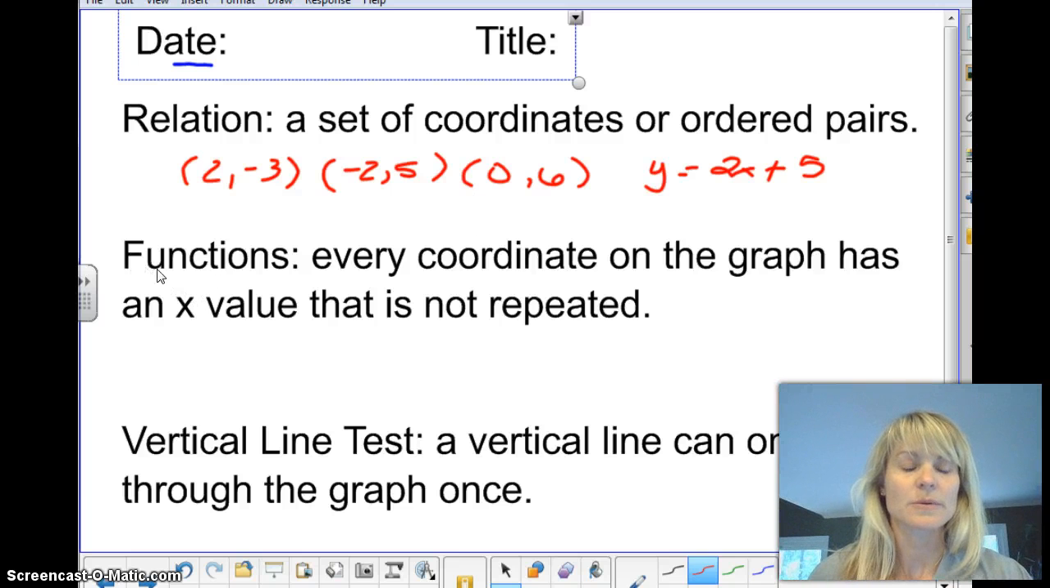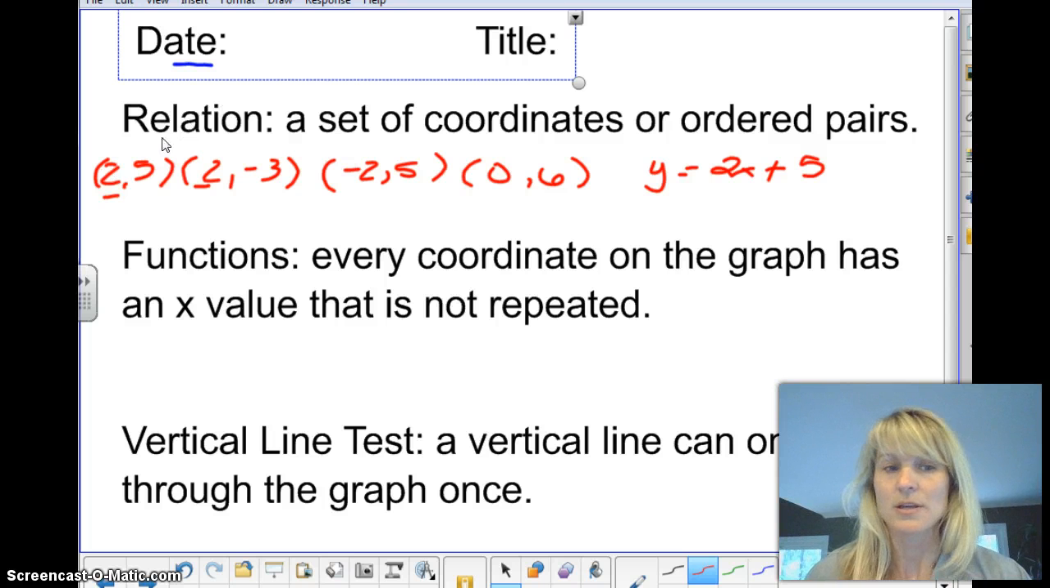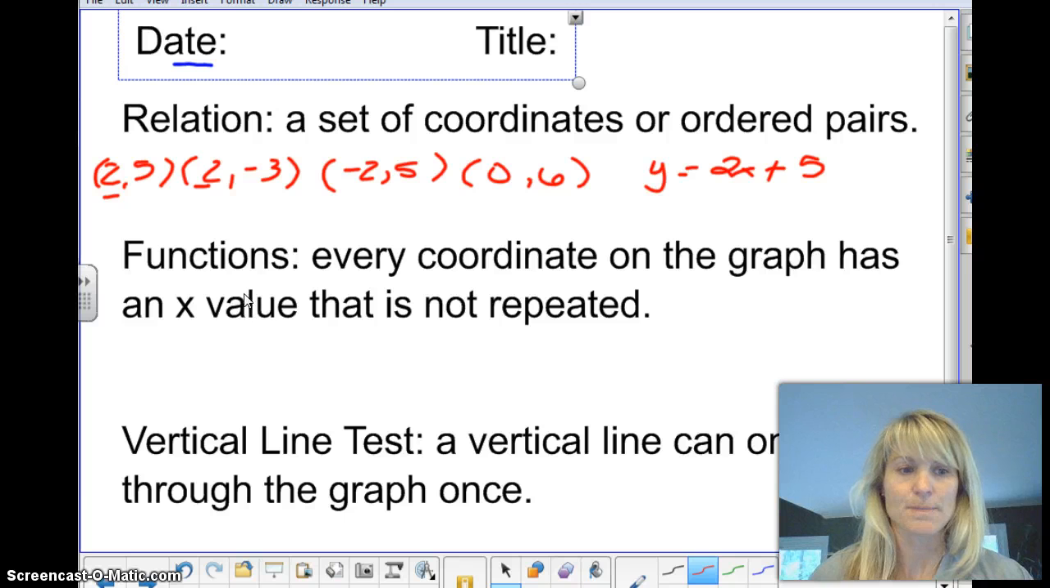Now function's a little bit different. Function means every coordinate on the graph has an x value that's not repeated. So up here, if let's say I had 2 and 5, you can see I have a 2 here and a 2 here. So this is a relation, but it's not a function because it has two x values that are the same.